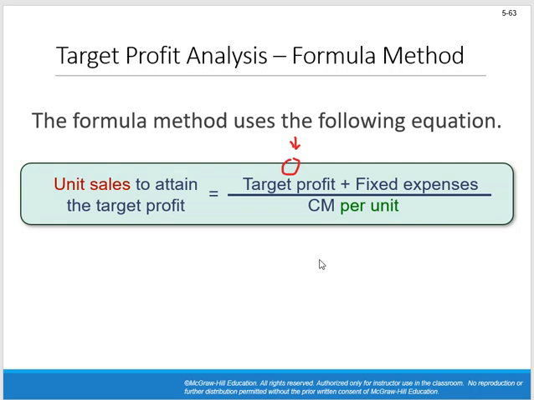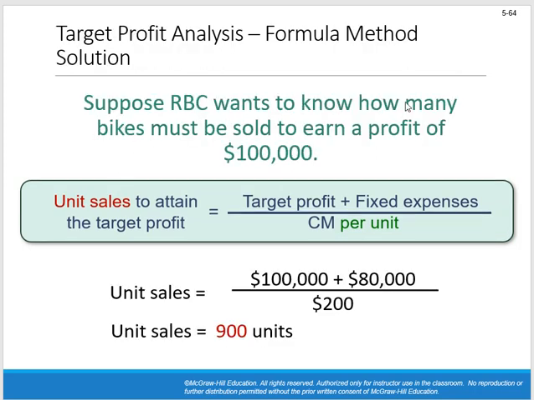Well, now our target profit is going to be something else. In this case, it's going to be 100,000. So if we want to use the formula method, suppose RBC wants to know how many bikes must be sold to earn a profit of 100,000. So now we're going to take 100,000 target profit plus fixed, so 180,000 divided by 200 equals 900 units.